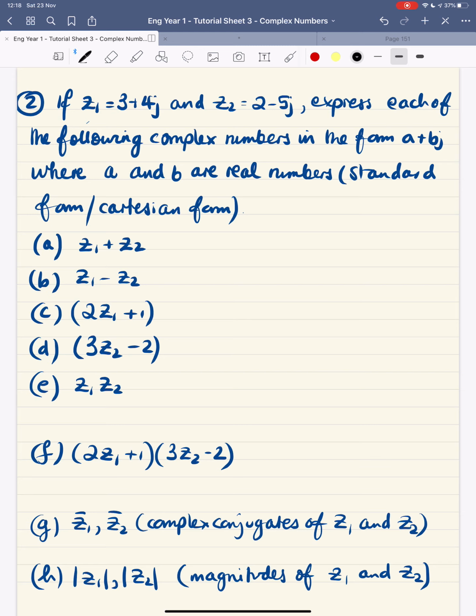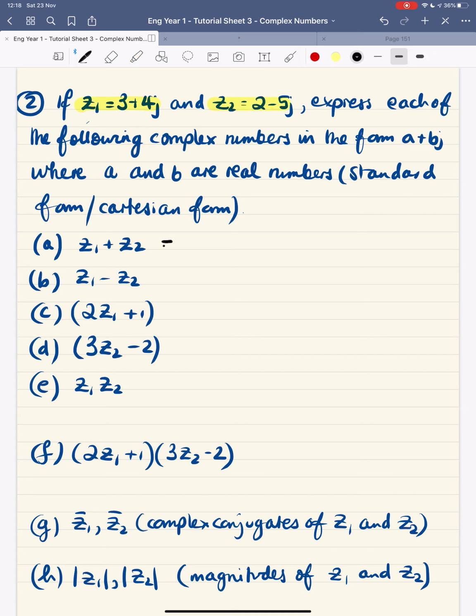If z1 is 3 plus 4j and z2 is 2 minus 5j, express each of the following in the form a plus bj, where a and b are real numbers. Standard form, Cartesian form. Right, z1 plus z2. Let's just highlight these so that I can see them, z1 and z2.